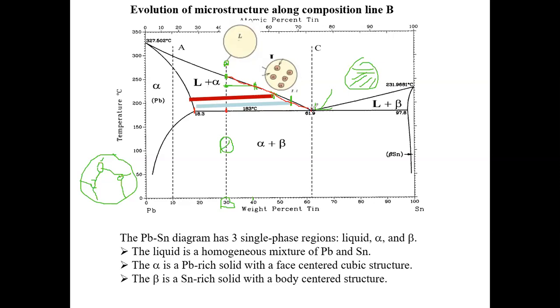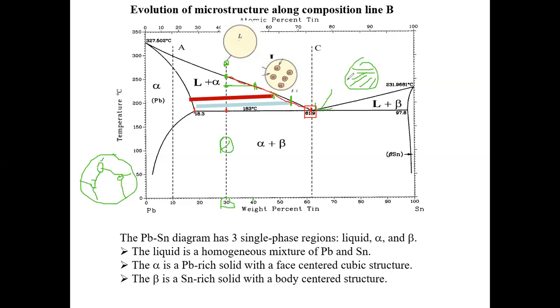How do you get the composition of the liquid phase? You do a tie line construction, and you get the intersection of the tie line with the liquidus. This is the intersection of the tie line with the liquidus. What is the significance of the 61.9%? It's extremely tin rich, it has more tin. What is the significance in terms of a possible phase transformation? It's the eutectic point.